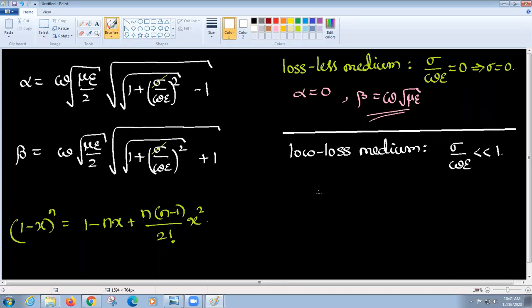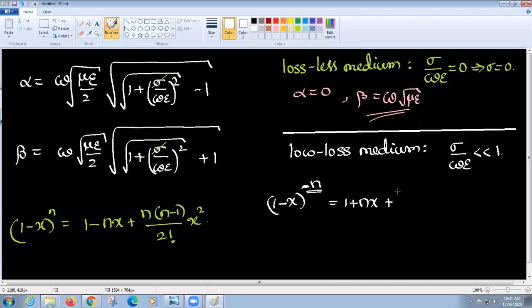One more case I'll take: 1 minus x power minus n. See, the exponent is negative n. Now in this case, negative, negative, so all I get are positive terms here. That means I get 1 plus nx.